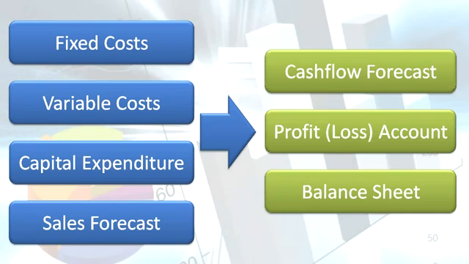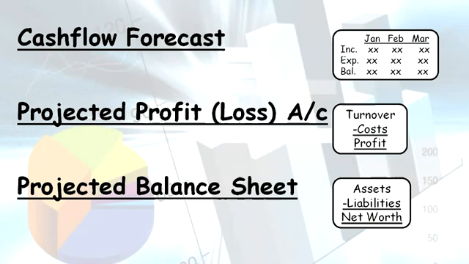Once we have all that information, we can perform some calculations and produce the three elements of a financial forecast. It's not always necessary to produce all three projections. Here they're displayed with the most commonly used at the top and the least common at the bottom. The three projections all serve different purposes.